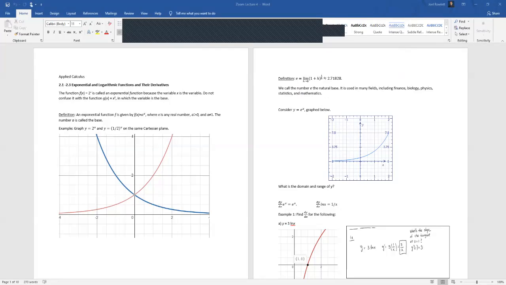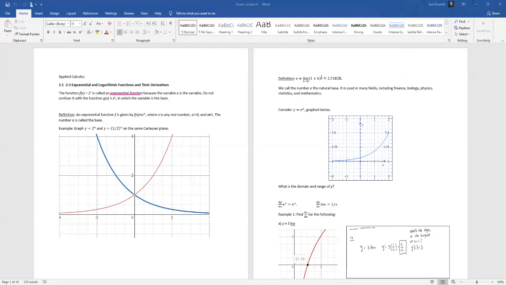This is called an exponential function because the x variable, the exponent here, is the variable. We are used to seeing the variable, I like to say, on the ground. For example, we're used to seeing something like this. But with an exponential function, the variable is actually the exponent.